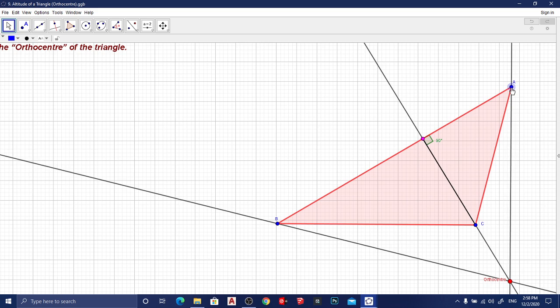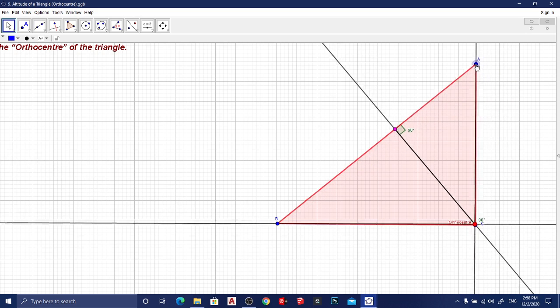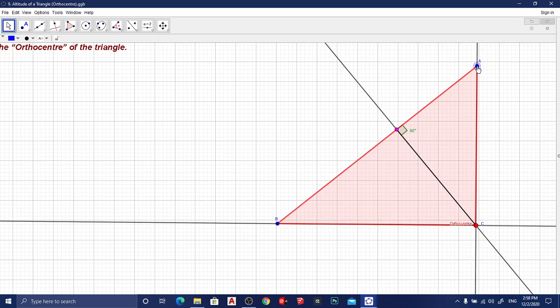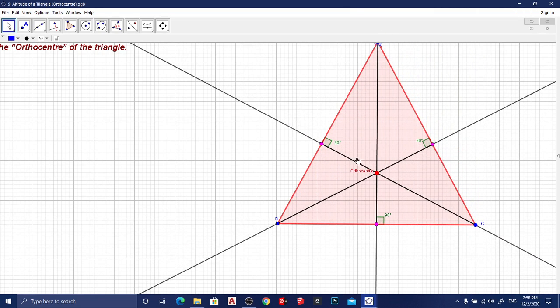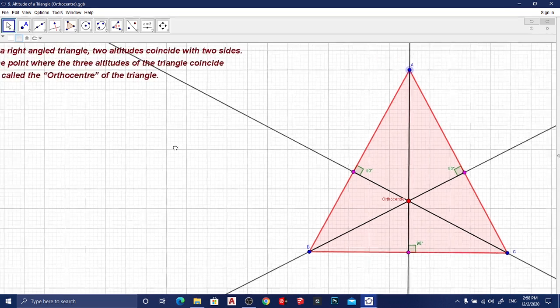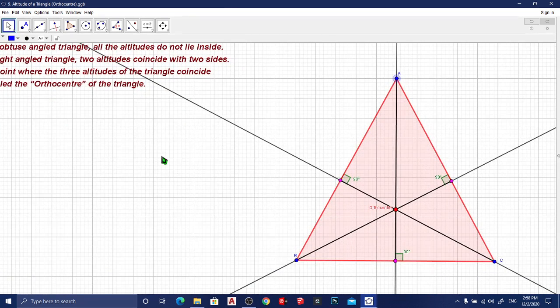Now it is existing on the outside, now it is coinciding with the legs, now it is in the interior of the triangle. Okay, so these are the main concepts you have to learn in the orthocenter. Now we are going to the next one.